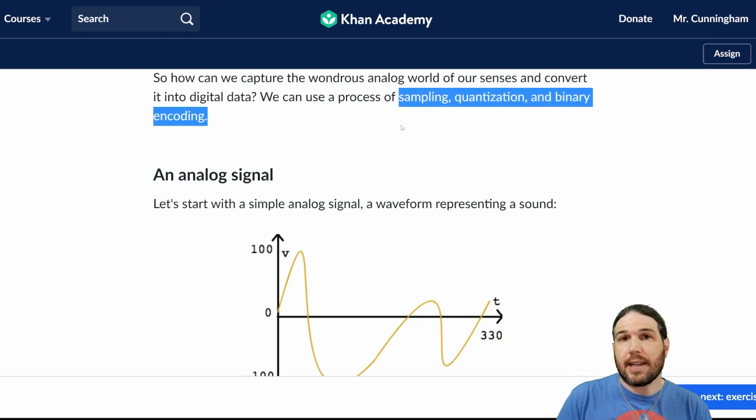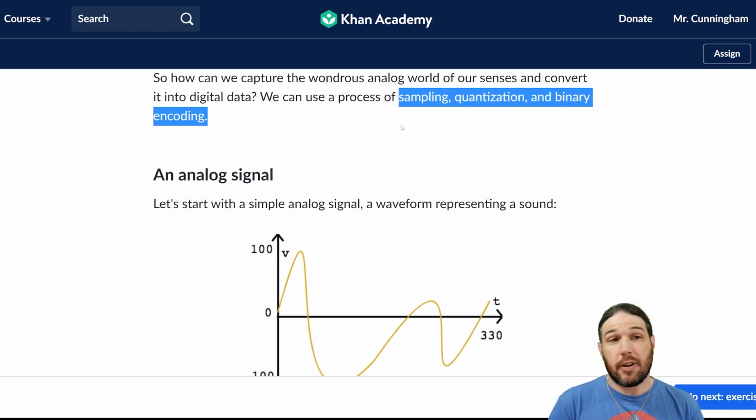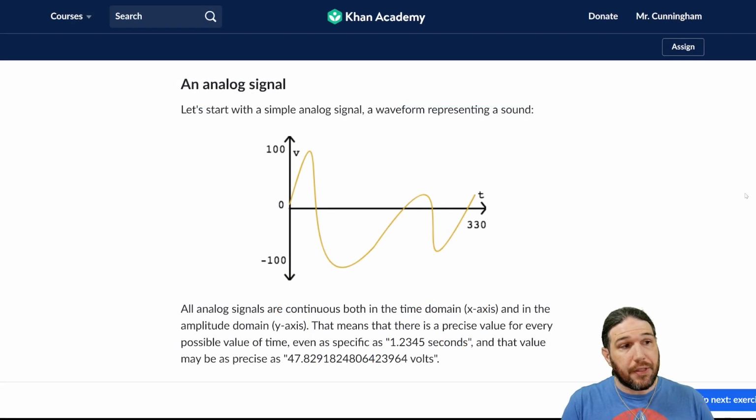Those of you who are taking a class, this is a great time to get your notebook out and write these down, because again, this vocabulary is going to be pretty important. Let's start with a simple analog signal, a waveform representing a sound. There it is. All analog signals are continuous, both in the time domain, which is the x-axis, and the amplitude domain, which is the y-axis.